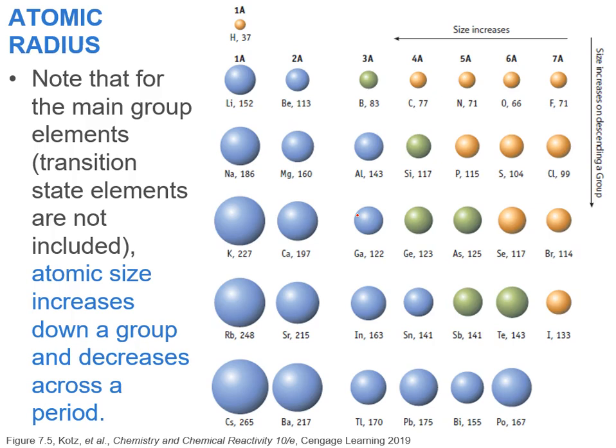This picture from our book shows us that if we go down a group, so here's 1A, starting from hydrogen and going all the way down to cesium, the atomic size increases. But if we look at, say, the second period or the third period, as we go across the period, the size decreases. So we want to understand why that's true.